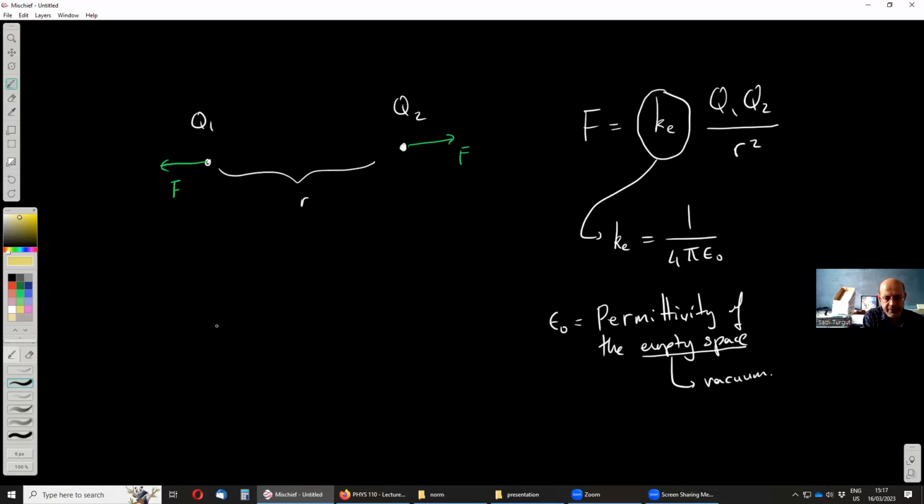All right, so that's the first expression that we are going to use, right? And the second thing is, well, let's just remember that the force is a vector.